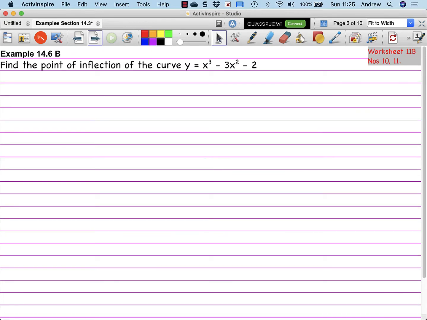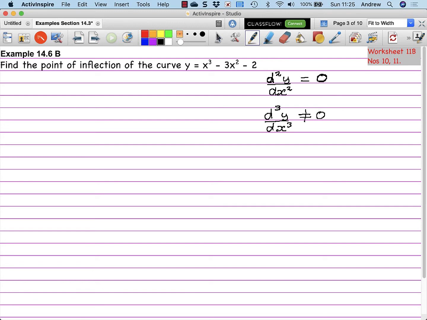Okay, moving on to the next example. This one is purely focusing on finding a point of inflection. So what's the formula for a point of inflection? Well, the formula on our course for a point of inflection is d2y by dx squared is equal to 0. But at university, there's an additional condition: d2y by dx squared is equal to 0, but d3y by dx cubed is not equal to 0.